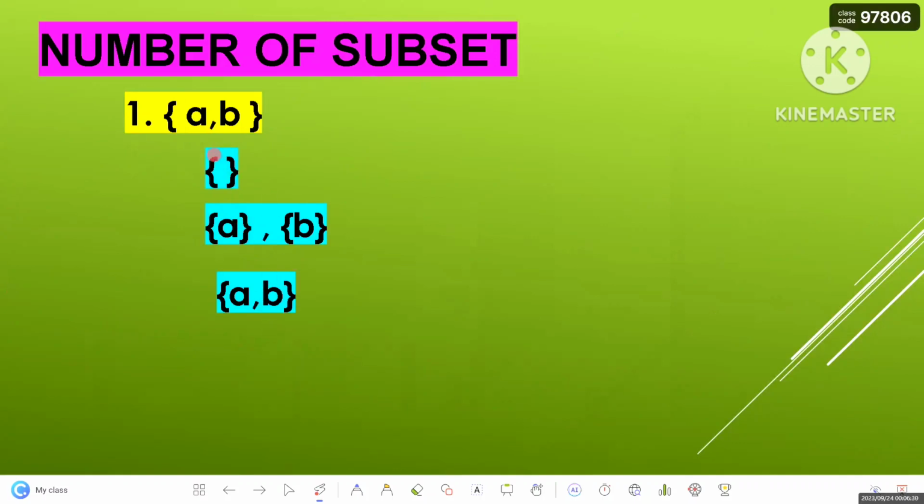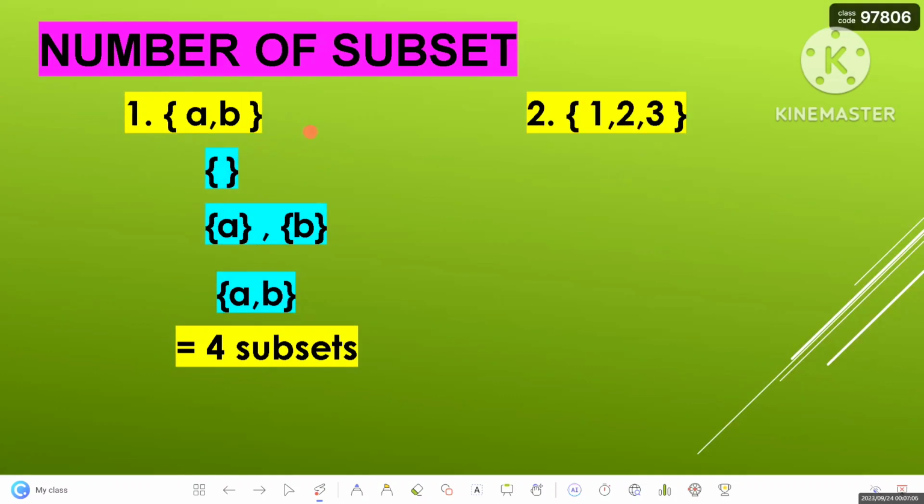So, if you cover this AB, lalabas ito. If you cover this B, lalabas A as set A only. If you cover this A, lalabas set B only. And then you copy this set A and B. And let's count this. We have 1, 2, 3, and 4. So the subset of this is 4. So 4 subset of this example number 1. Now, let's move to the number 2.